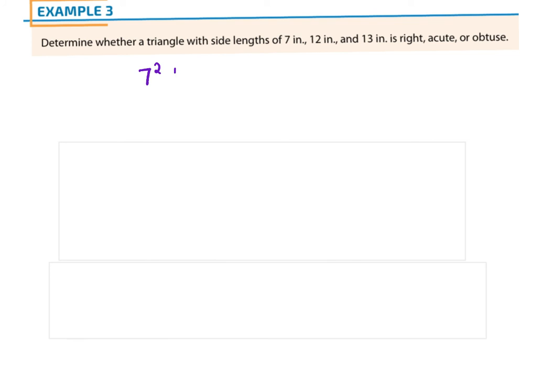So 7 squared plus 12 squared. And what is that compared to 13 squared? Is it equal, greater than, or less than? That's what we're looking for. Okay, so when we do this, we get 49. We get 144. We get 169. There we go.